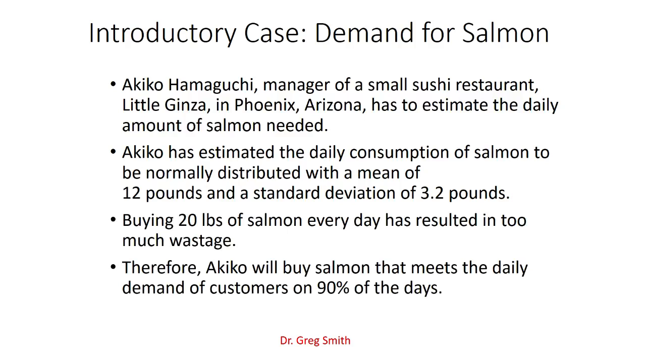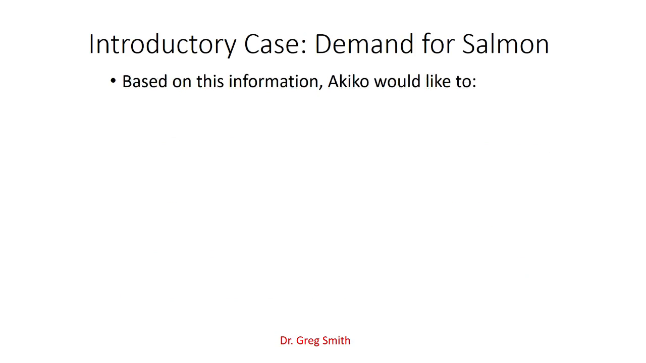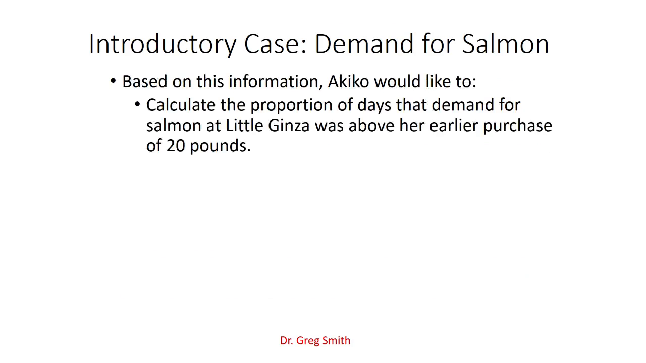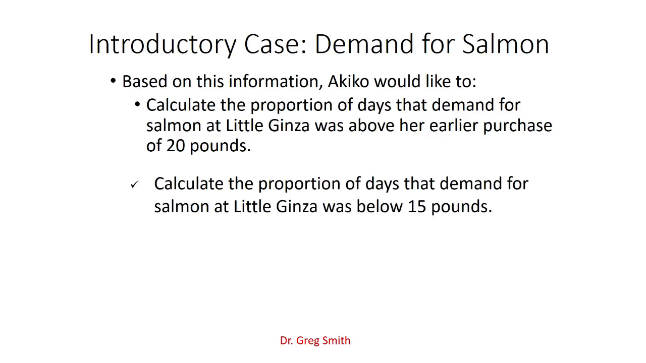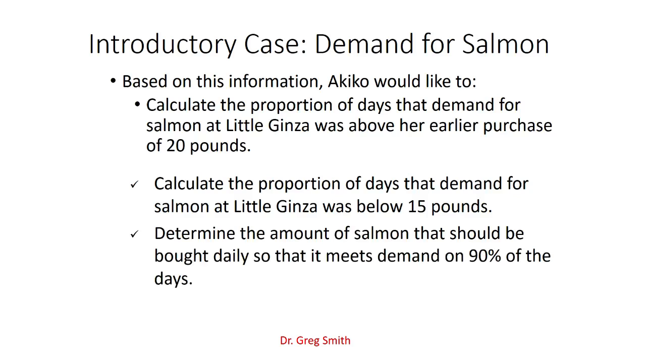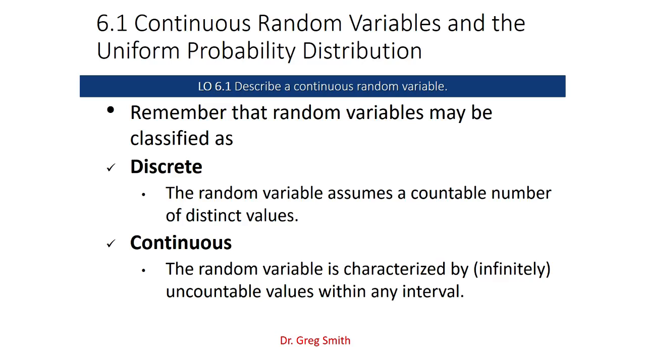So what she wants to do is buy enough salmon to meet the daily demand of customers on 90% of the days. So based on this information, she'd like to calculate the proportion of days that demand for salmon was above her earlier purchase of 20 pounds. It could be a small amount. Calculate the proportion of days that demand for salmon is below 15 pounds. So before it was above 20, now it's below 15. And determine the amount of salmon that she should buy every day so that it meets the demands on 90% of the days. Great. How do we get there?